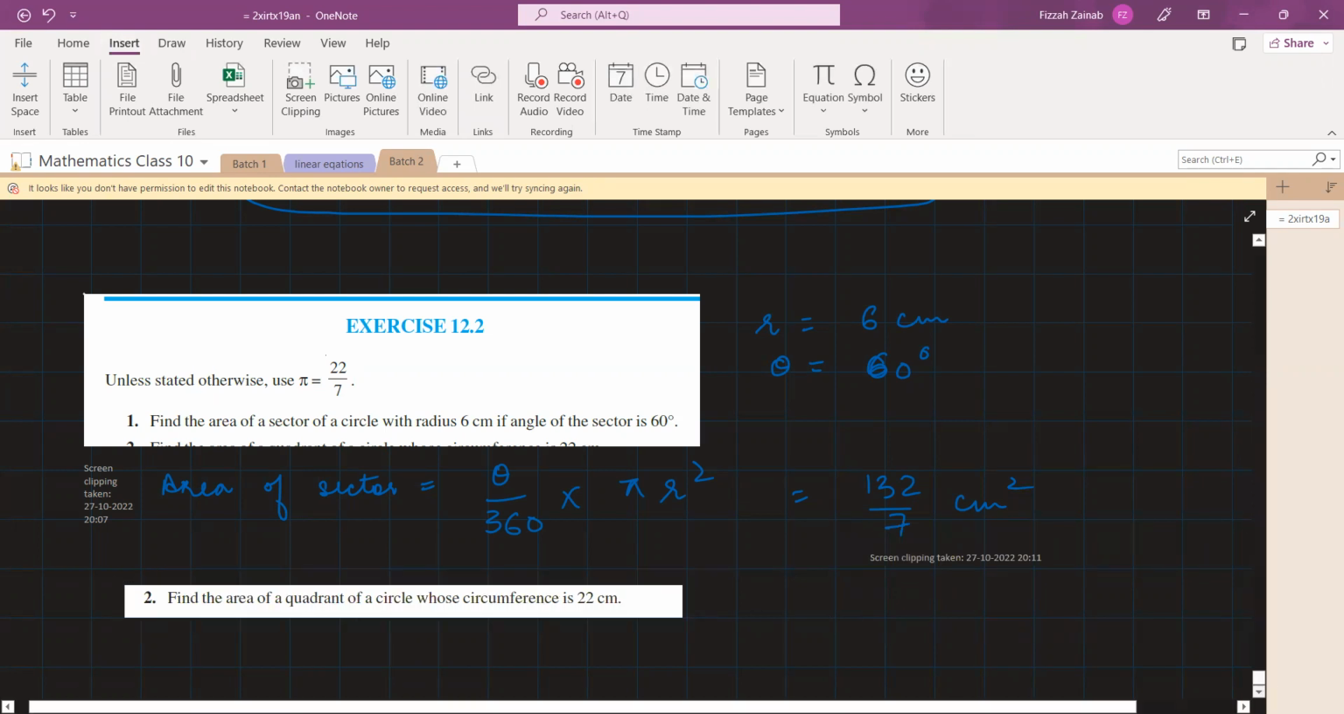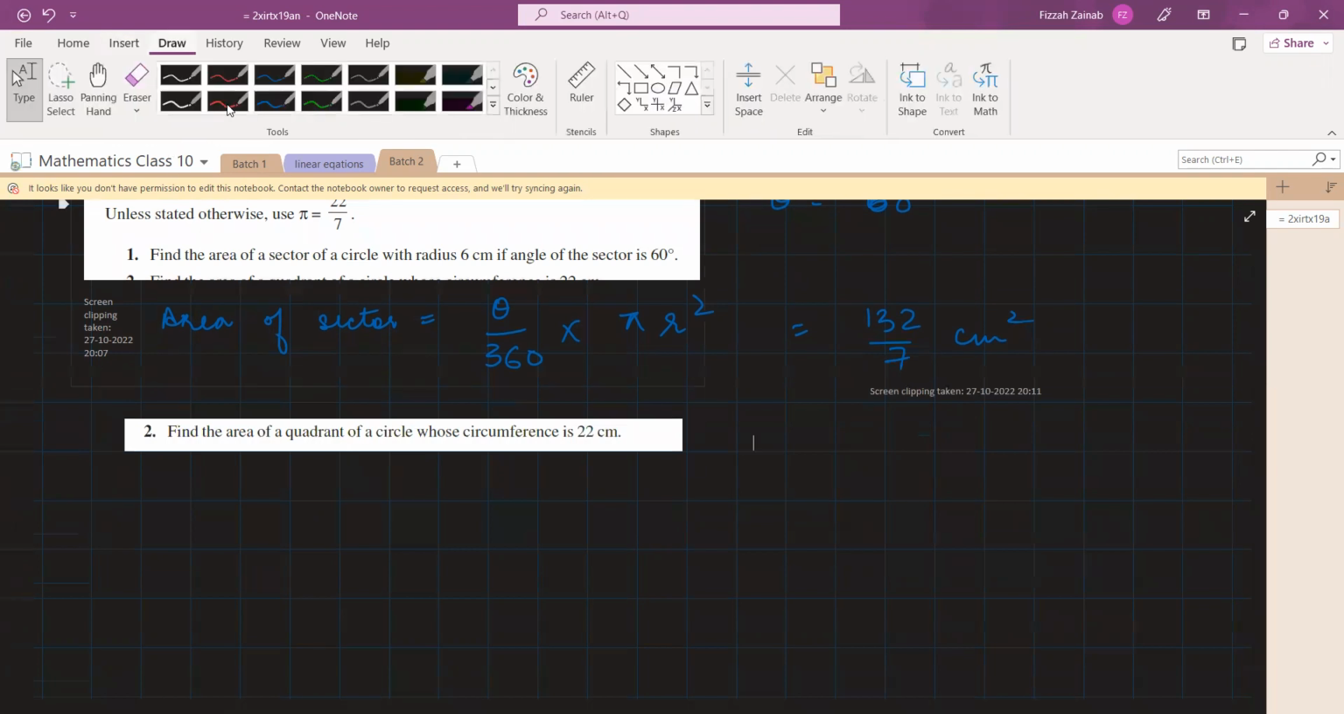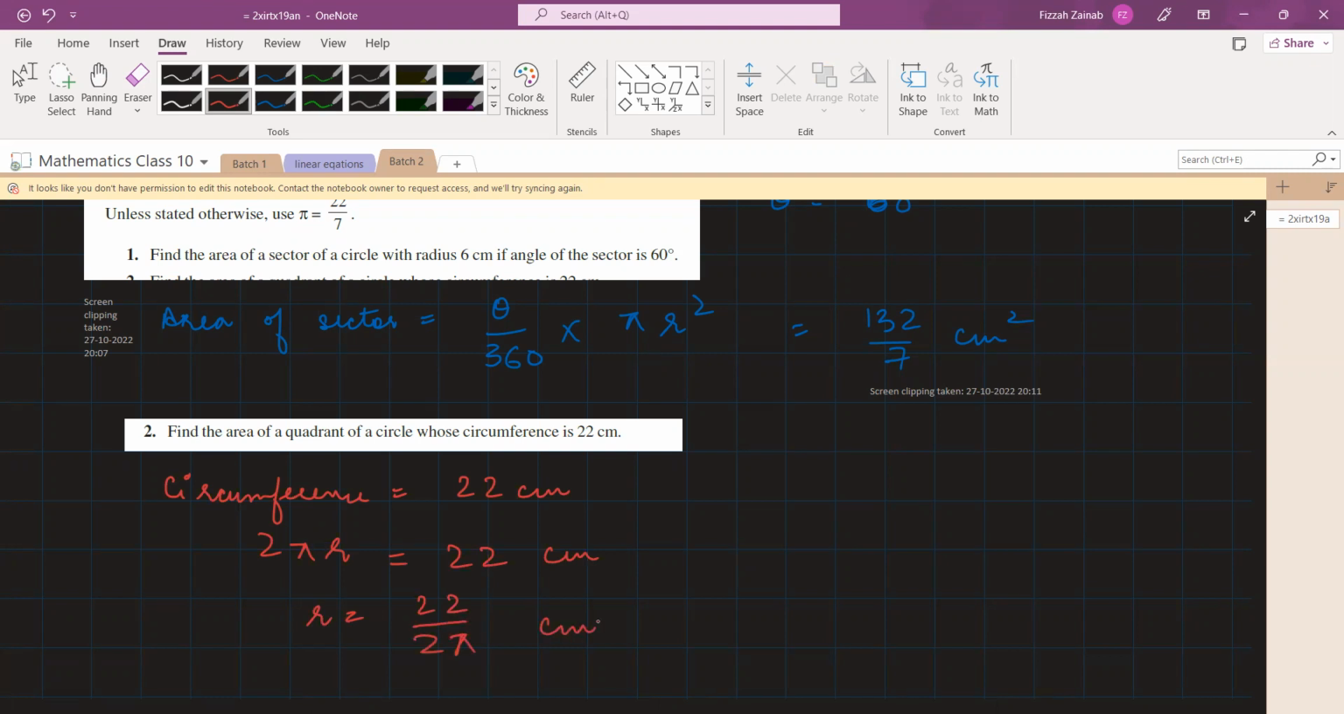See, when you people say yes, I assume that you are doing it, right? It's on you, you have to do it simultaneously with me. Find the area of the quadrant of a circle whose circumference is given. So circumference is equal to 22 centimeter. That means 2 pi r is given, which is 22 centimeter, right? So you can find r from here. r will be 22 divided by 2 pi centimeter. Clear? If you want to divide, you can write this as 11 divided by pi centimeter. That's your r.